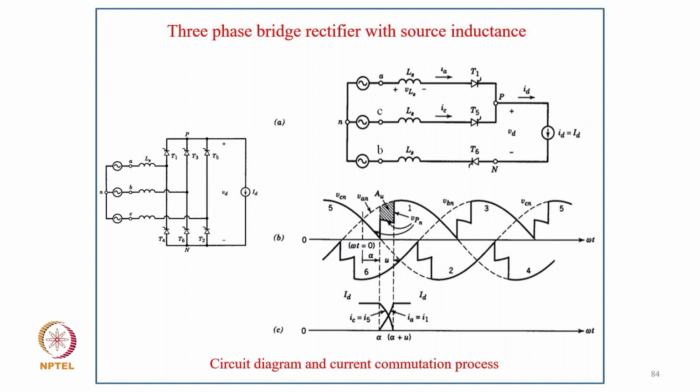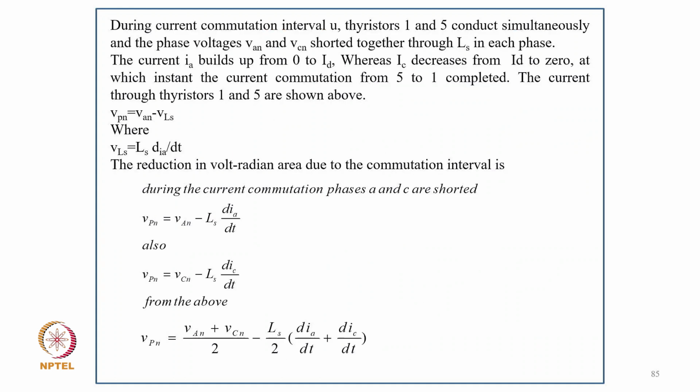And the three-phase rectifier with source inductance. So the effect of source inductance, you can see how we lose the voltage and the current in one thyristor going down, another coming up, and the load current remains constant and continuous. So during the current commutation interval mu, thyristors 1 and 5 conduct simultaneously, and the phase voltages are shorted together through the LS in each phase.